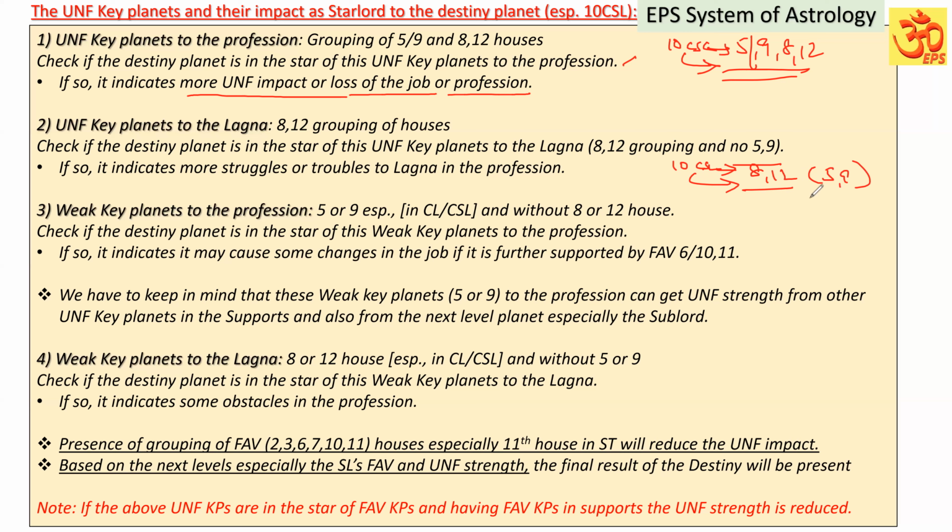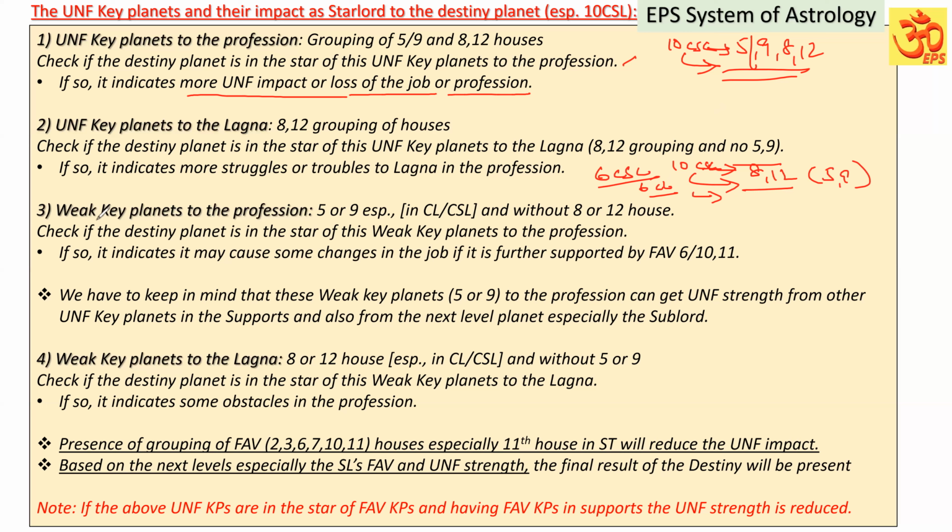So, you understand, no? It means the 10th cuspal sublord in the star of both unfavorable to the lagna and also to the profession is different. If it is in the star of unfavorable to the lagna only, it is different. It is not only for the 10th cuspal lord or 10th cuspal sublord. Suppose the 6th cuspal sublord is also in the star of this 5, 9, 8, 12 or 8 and 12, the same impact we can expect.